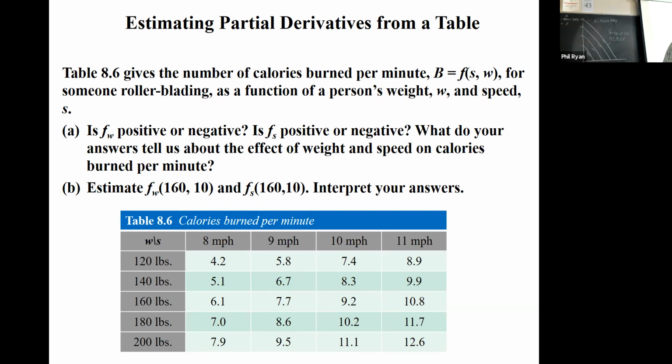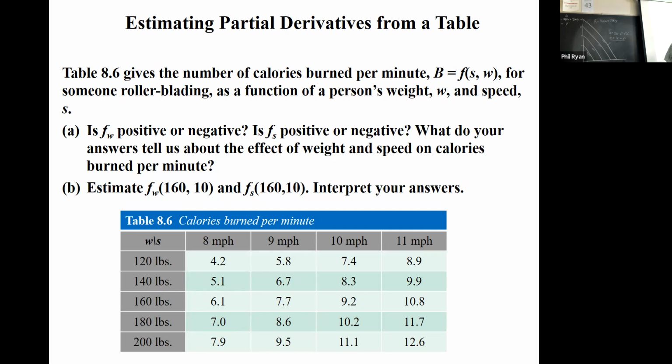So here we had this situation where we're looking at calories burned per minute as a function of a person's weight and speed. This is the partial derivative with respect to W. Is it positive or negative? Well, let's have a look. As W increases, what's happening to the number of calories burned? Is that increasing or decreasing? Increasing. So therefore, it's positive.